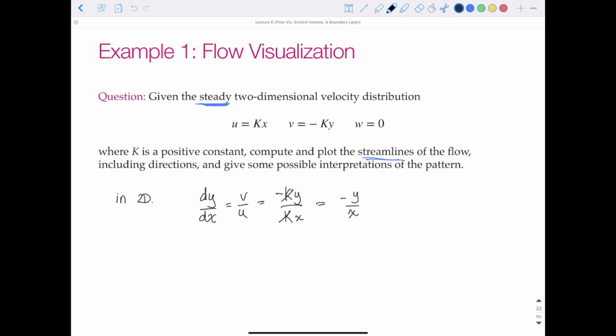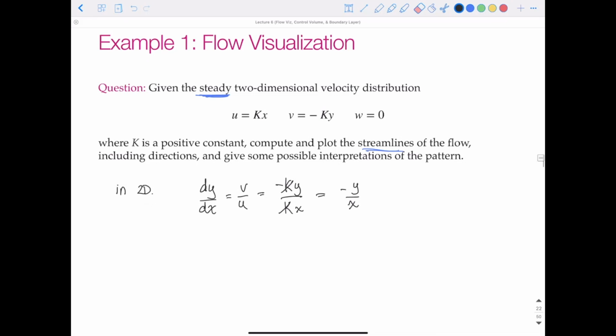So what we want to find for our streamline in 2 dimensions is some function in terms of x and y. So we have dy/dx is equal to negative y over x. Let's separate our y terms and our x terms, and then if we integrate, we should be able to solve for some function of x and y. So let's rewrite this. We can say dy over y, making this side negative, is equal to dx over x.